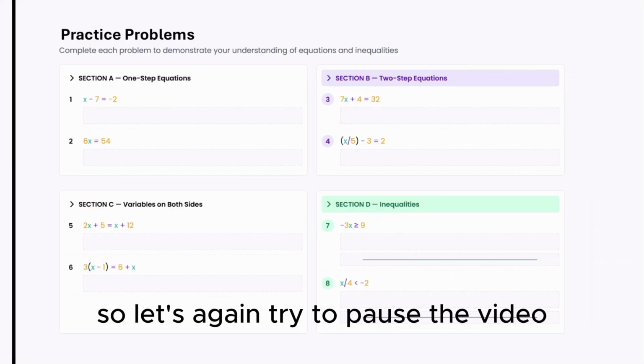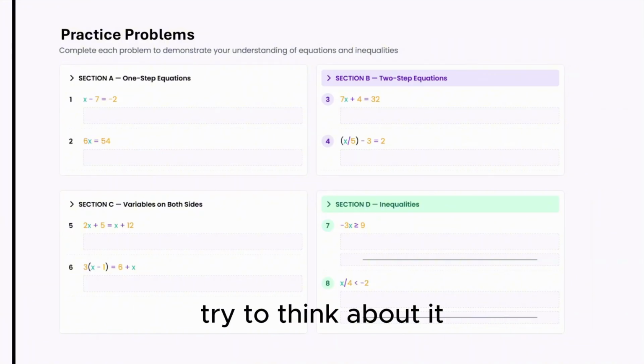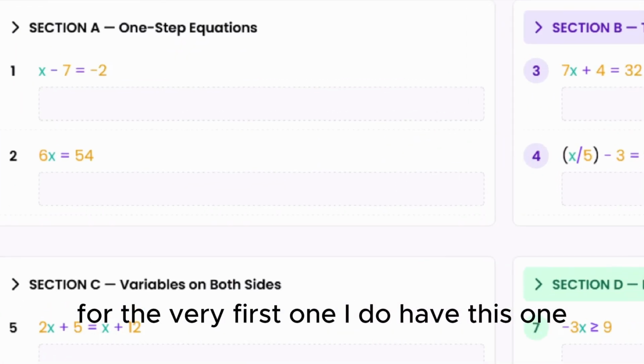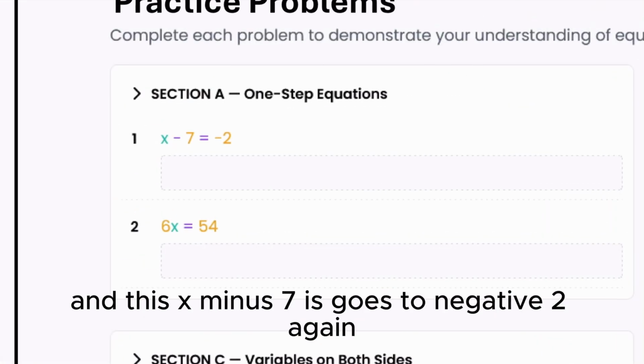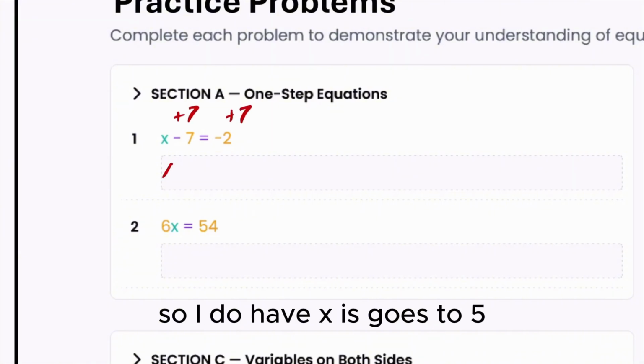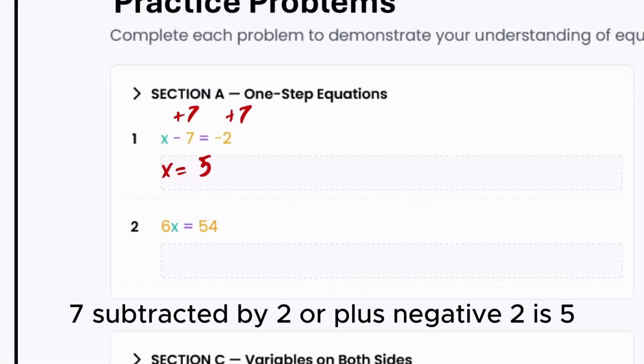So let's again try to pause the video, try to think about it, and after that we are going to do it together. For the very first one, I do have this one: x minus 7 is equal to negative 2. Again, so simple. Add 7. So I do have x is equal to 5. 7 subtracted by 2, or plus negative 2, is 5.